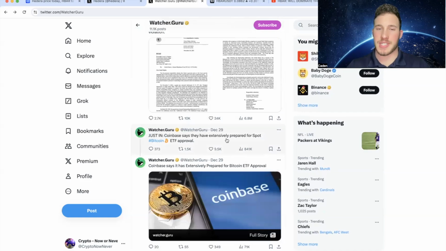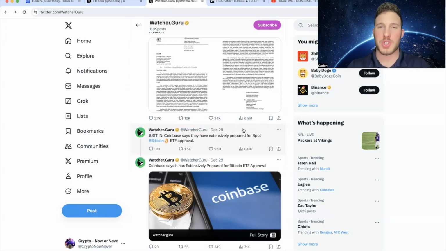And then they also posted December 29th that Coinbase says they have extensively prepared for a spot Bitcoin ETF approval. And the supposed approval date for these ETFs is January 5th through January 10th of 2024. And it's crazy because I've been talking about this for months and it's right around the corner. And you have to understand, these could revolutionize crypto.